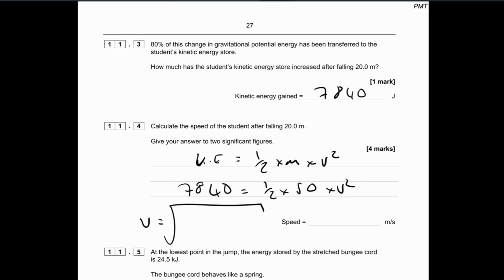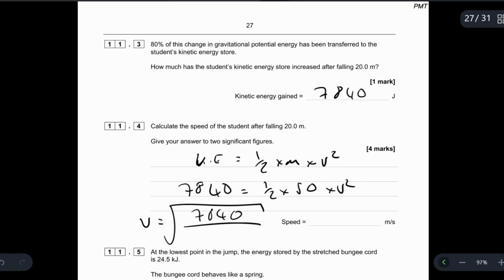And so when you rearrange for v, you should get 7,840 divided by 1/2 times 50 on the bottom here, and all of that in the square root. That should give you your total velocity, which, when you round that off to two significant figures, you should get 18 meters per second.